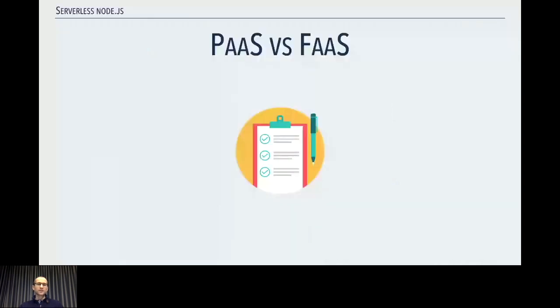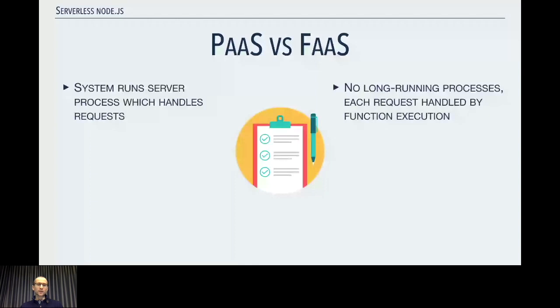First main difference is that in platform as a service, we are actually running some software which can handle long-running processes all the time, compared to functions as a service, where we actually don't have long-running processes. Each request is processed by a separate invocation of a function. And if we need some long-running processes, it's outsourced to some other services which take care of that.